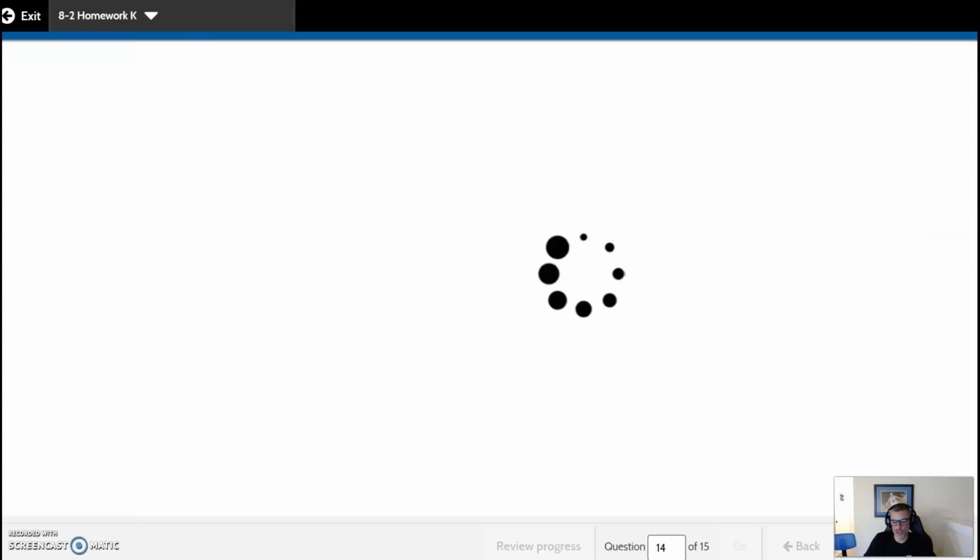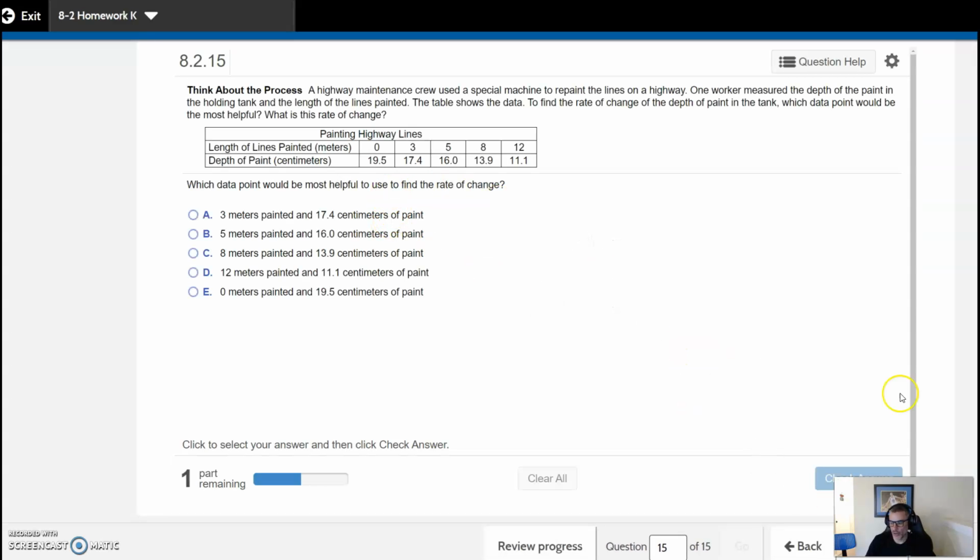I think it's on the last question where they give you a table. And notice that it says the length of the lines and the depth of paint. Notice that the amount of time here, the first time we go by 3, the second time we go by 2, and the third time we go by 4. So when you go to figure out the rate of change here, it's going to depend on which 2 points you pick to use.